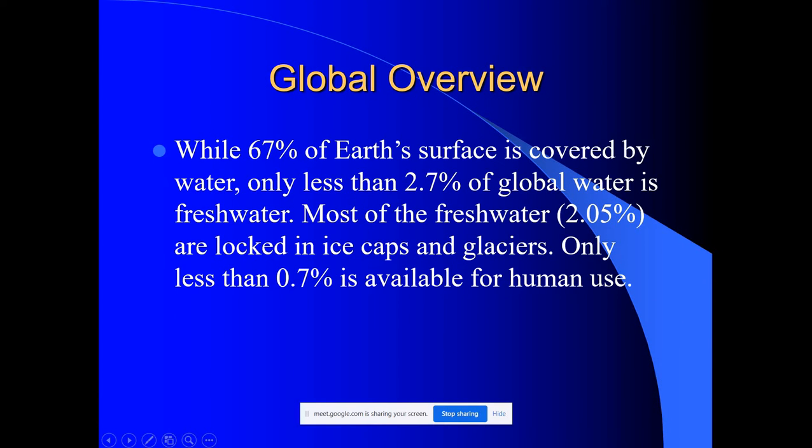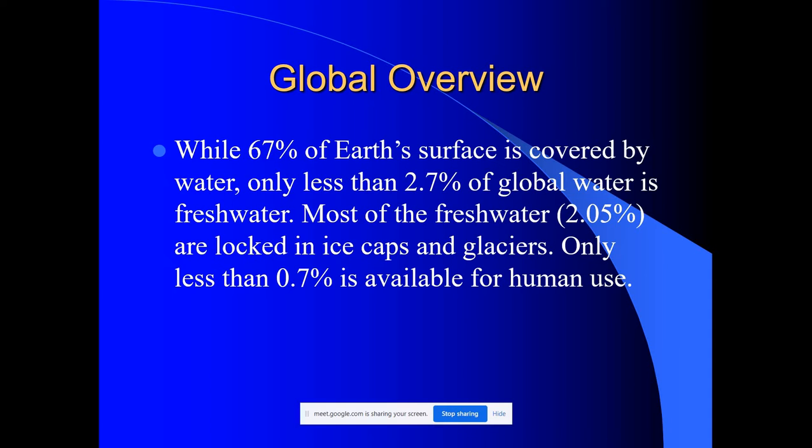So as you already know, 70% of the earth is covered by water. Here it is given that 60% of the earth's surface is covered by water. Only less than 2.7% of global water is fresh water. Sometimes it is written 67%, sometimes 70%. Of the 70% or 67%, only 2.7% is fresh water.